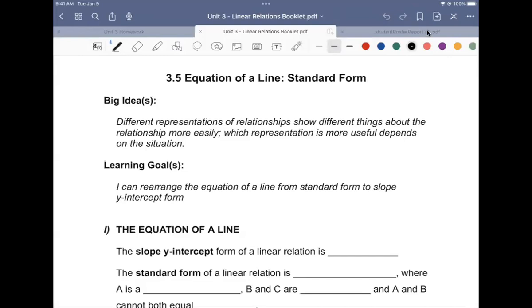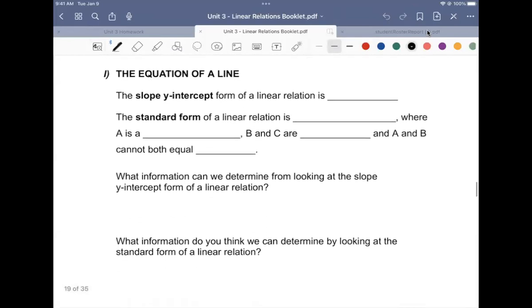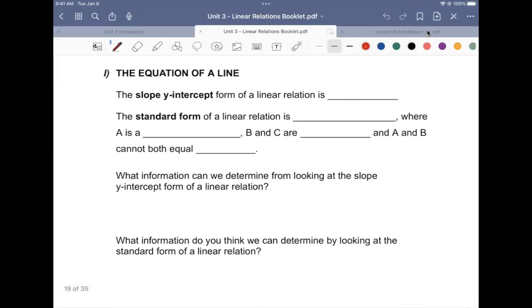All right, so for the fifth lesson, we are going to be talking about the standard form of a line. One thing that I do want you to recall is from the past few lessons, we've been focusing on the slope y-intercept form of a line, which is our y equals ax plus b formula. The one that we are going to be learning now is called the standard form.